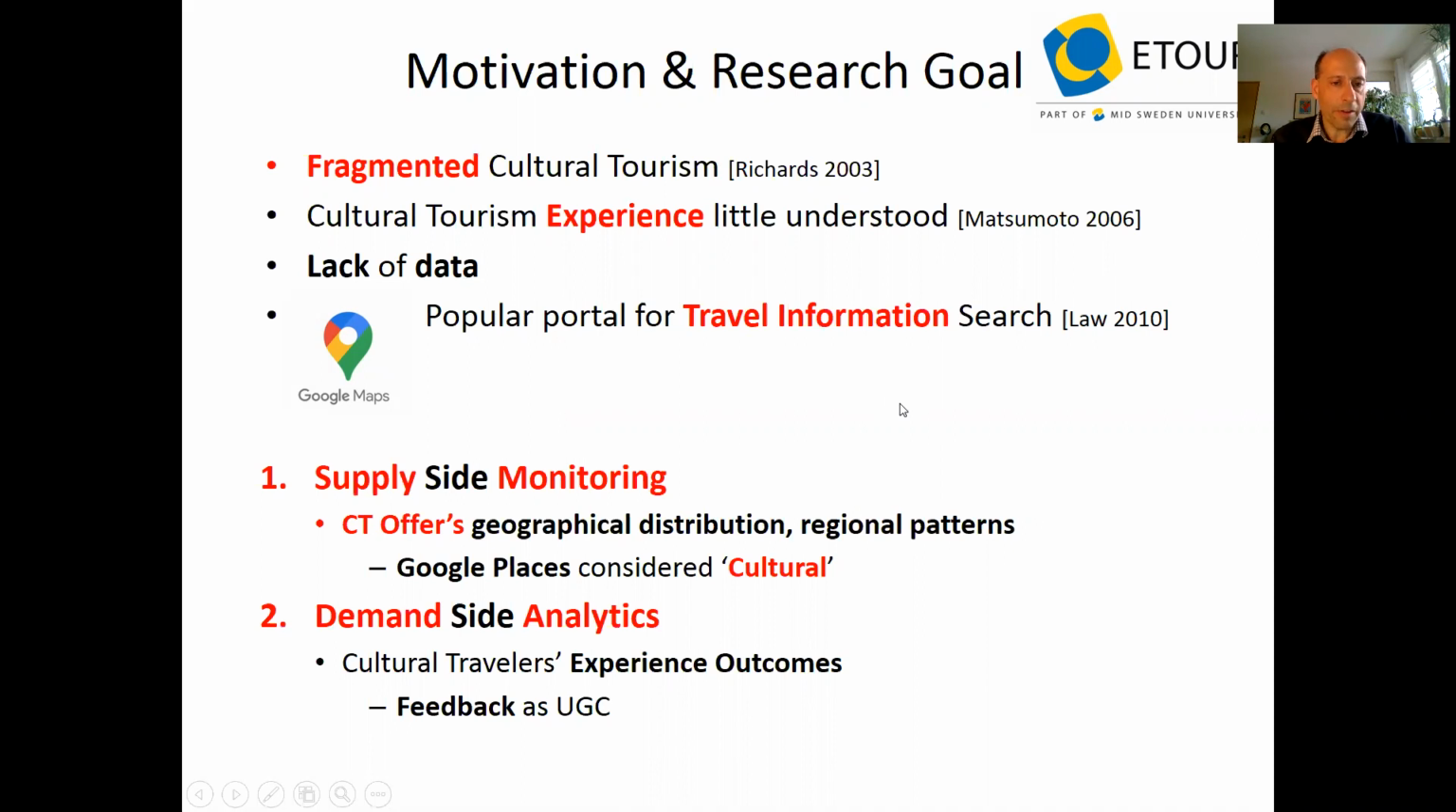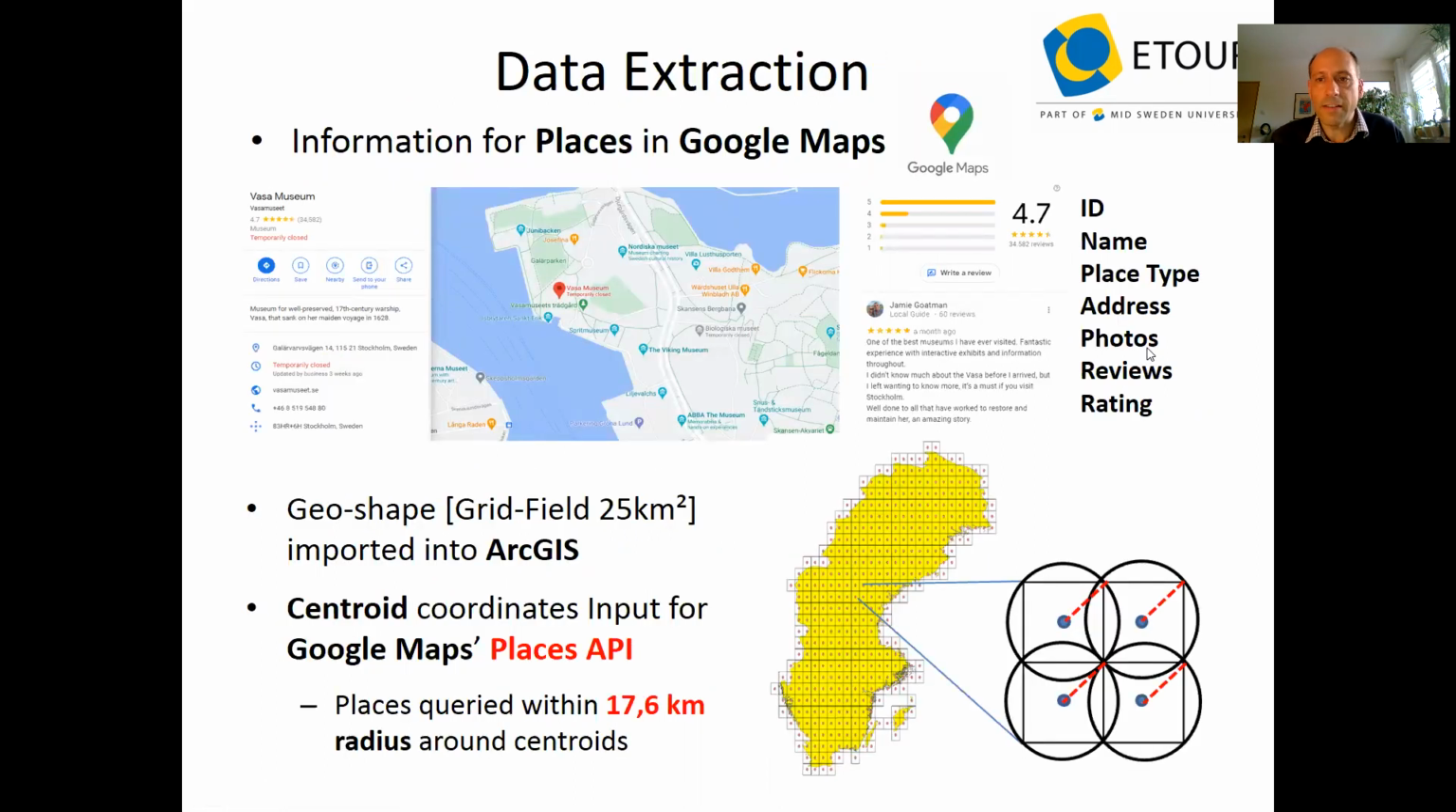We see tourism monitoring from two perspectives: a supply side perspective, where all Google places considered as cultural by the respective supplier can be shown in terms of their geographical distribution. And from a demand side perspective, we are interested in the experience outcomes analyzed by feedback as user-generated content. Here you can see the various information types and information elements within Google Maps data, particularly reviews, and the name of the place is important for our purpose.